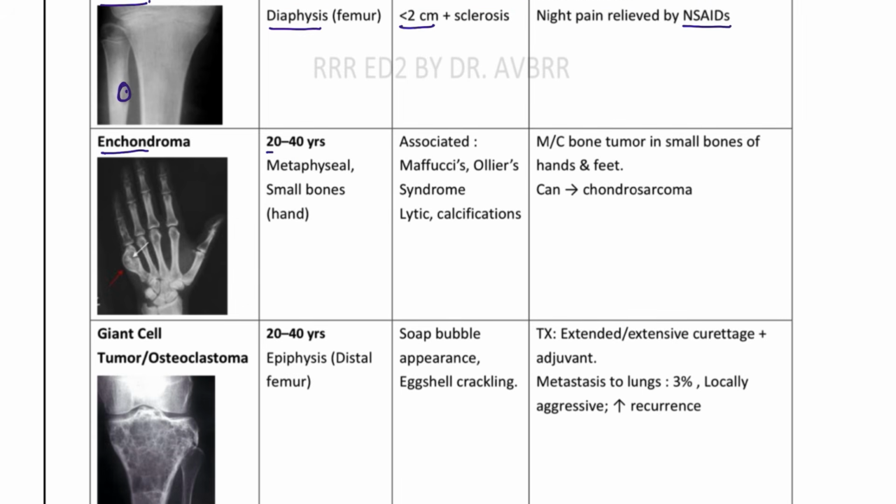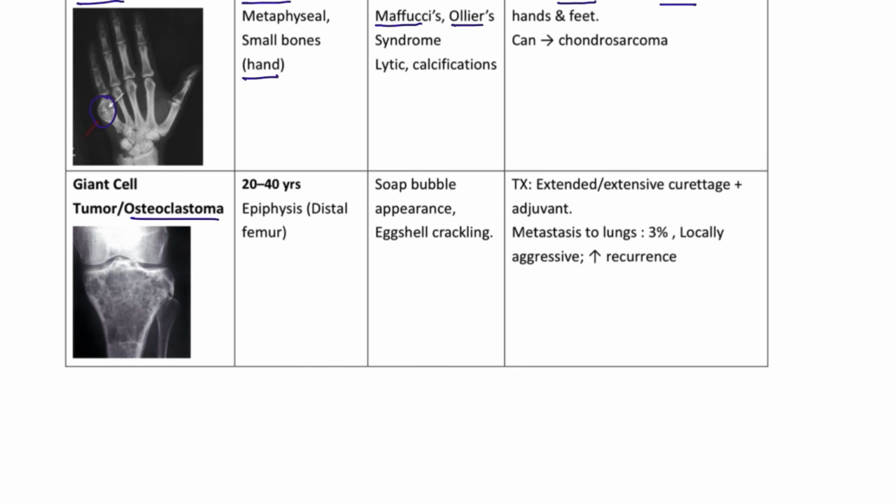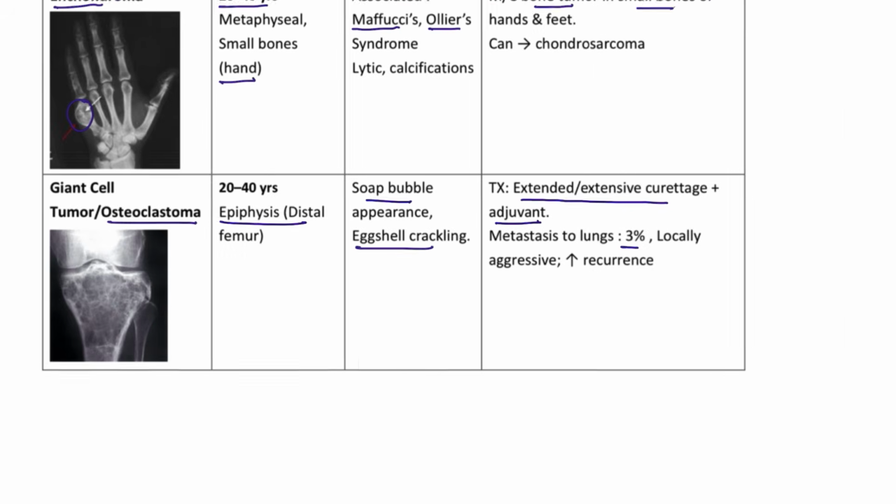Enchondroma, 20 to 40 years, involves the small bones. You can see it here associated with Maffucci syndrome or Ollier syndrome, and it is the most common benign bone tumor of the small bones of the hands and feet. Giant cell tumor or osteoclastoma: eggshell crackling, soap bubble appearance, involves the distal femur, and we have to treat with extended curettage and also adjuvant therapy. It can progress to metastasis also.